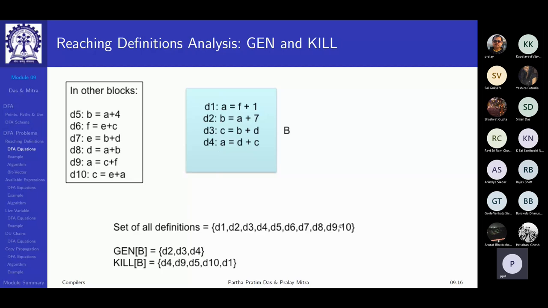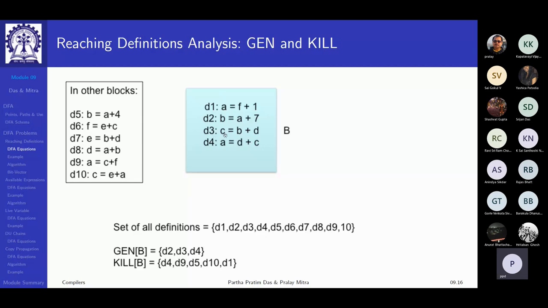What is my kill B? Kill B is any definition that I have in some block somewhere that will get killed by a definition. So D1 is a definition of A, so it will kill all other definitions of A. So it will kill D4 here, and it will kill D9. Right? So D1 will kill D4 and D9. D2 is defining B, so it will kill D5, the definition outside the basic block. D3 is C, and C is not defined anywhere, so it does not kill anybody.